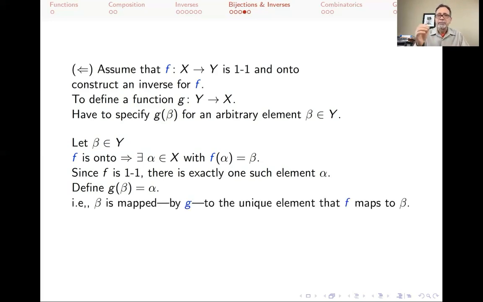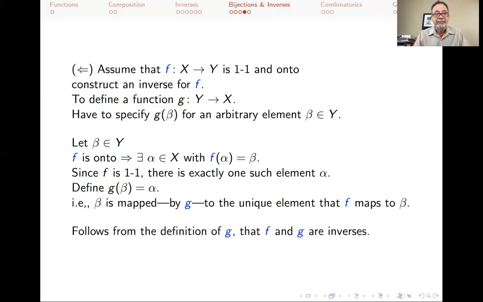As soon as you do that, beta is mapped by g to the unique element in x that f maps to beta. If you start with something in x and apply f to it, then if you apply g to it, why do you get back to where you started? Because that's the way you define g. If you take alpha, send it to y by f, then g will automatically, by its definition, send it back. If you start with an element of y and apply g, where does f send it? F sends it back to that element because g already checked where f is sending things, and it sends that element exactly to the place that if you apply f to it, you're back where you started. So that's why you have inverses.